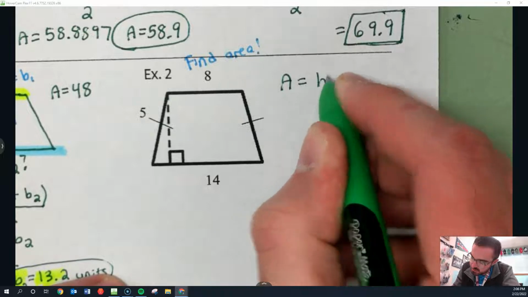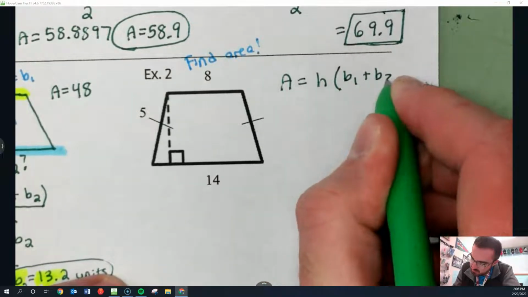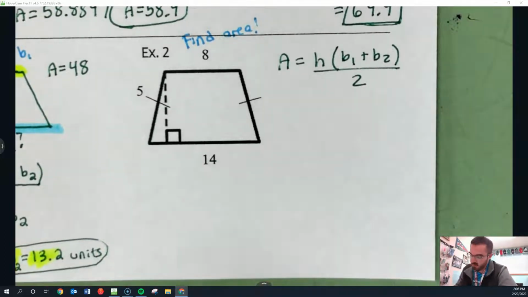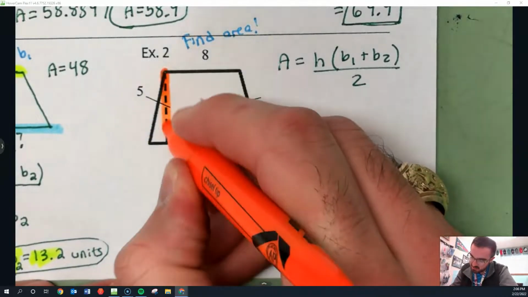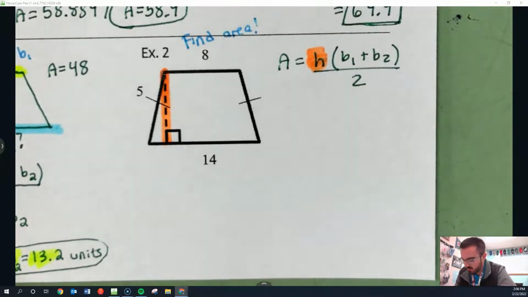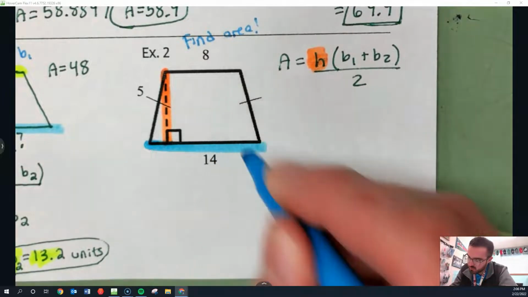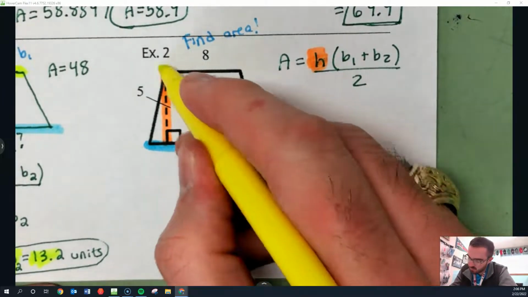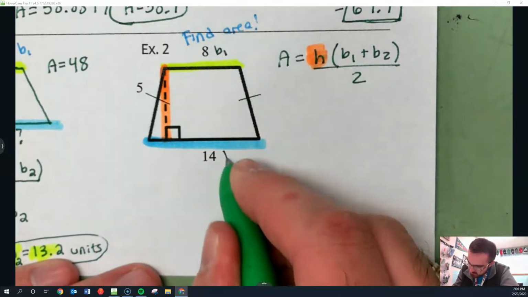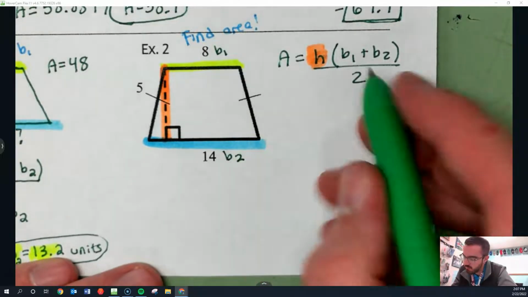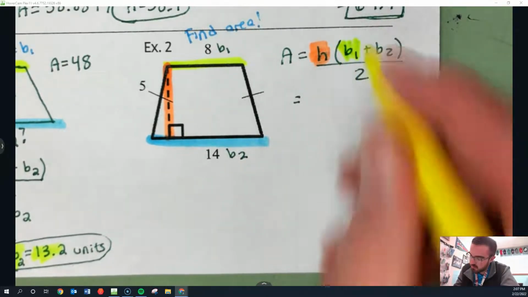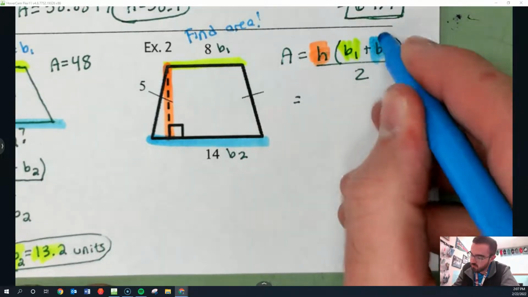Area equals H times B1 plus B2 over 2. Okay, so let's start plugging stuff in. We know the height is right here, but we don't really know that height yet. Bummer. What else do we know? We know that this is base 2. We know this is base 1. So we know this should be base 1. We know this should be base 2. That seems pretty simple enough. So this would be base 1. This would be base 2.